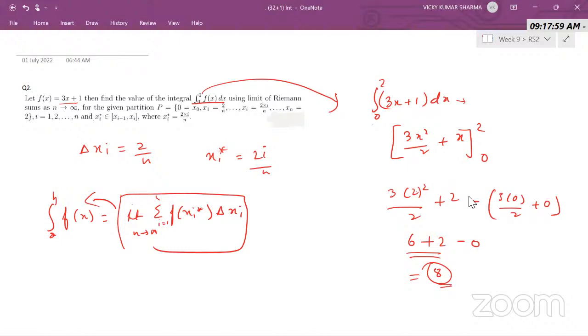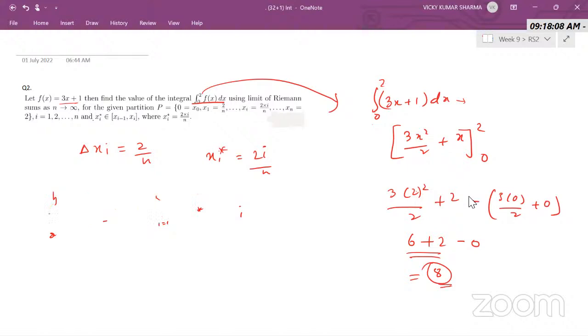Sir, I have a question. Can you explain that partition P, how the interval is working over here? Yeah, that given partition P, 0 is equal to x naught, comma x1. I'll tell you that. Okay, I'll explain that to you.